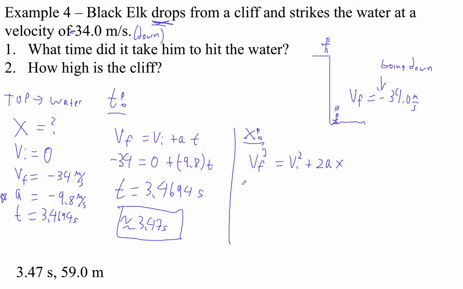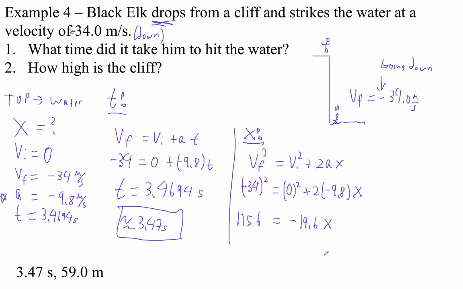Okay, so final velocity is minus 34. I'm warning you, you've got to put the parentheses or your TI calculators will evaluate that as a negative number, even if you use that little unary minus. Okay, so that equals 0 squared plus 2 times negative 9.8 times x. So 34 squared is 1156. 0 squared is nothing, and then this is negative 19.6x.